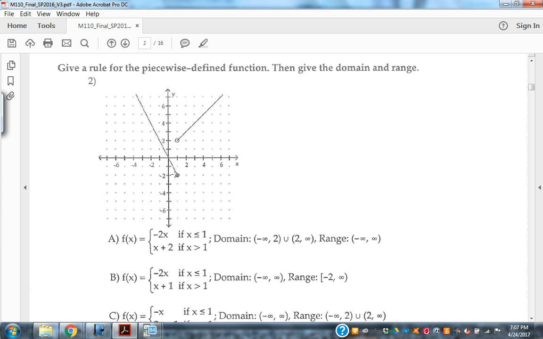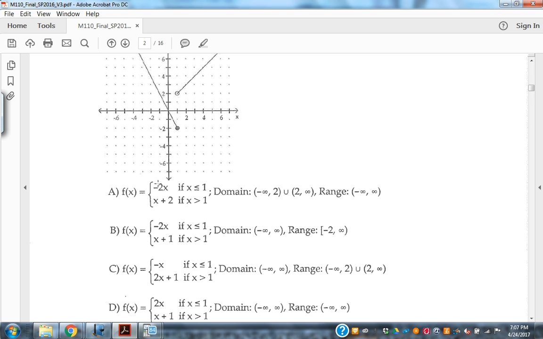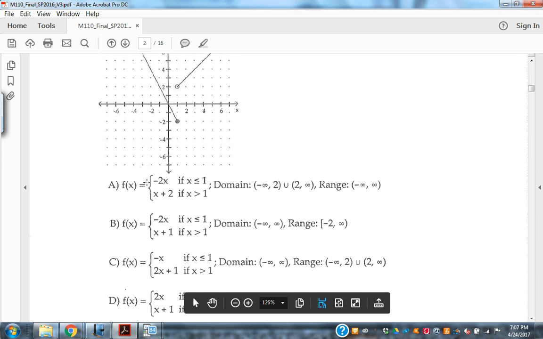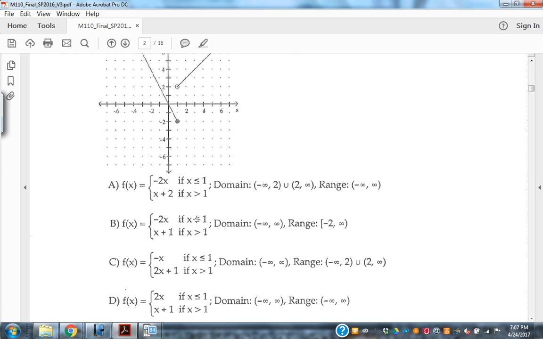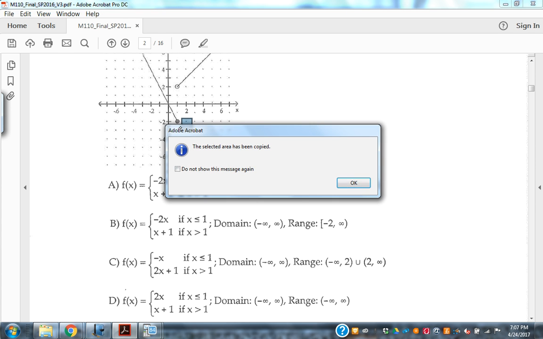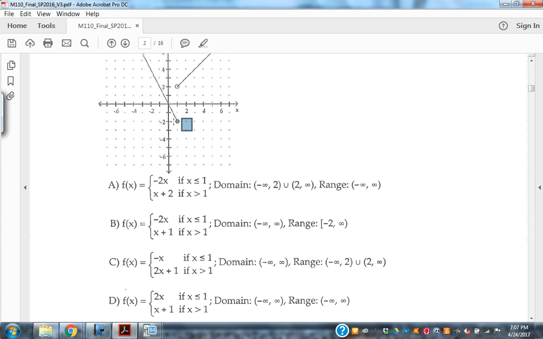I could go down to right 1, and the x value that it stops at is 1. So it looks like the left side there, the top equation, A and B have the right equation, negative 2x. And they both go to the same spot there with x less than or equal to 1, because that filled in dot tells me that there should be an equal to mark on that part.